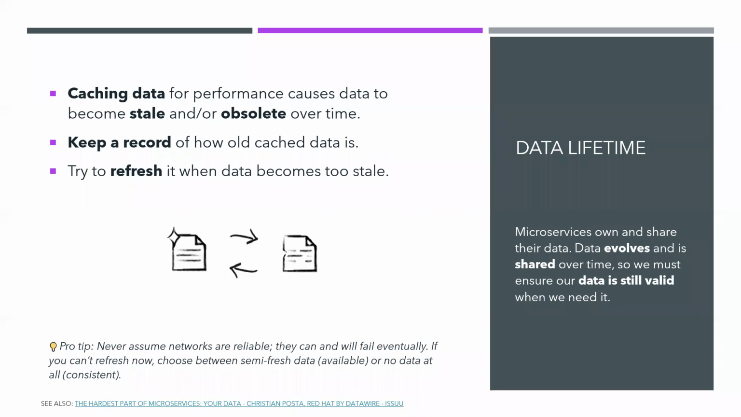So this is actually known as data lifetime. When we're talking about data lifetime, we need to consider that if information can suddenly become stale or obsolete, we do need to have a strategy in place to refresh this information. Otherwise, we run the risk of running with incorrect information.